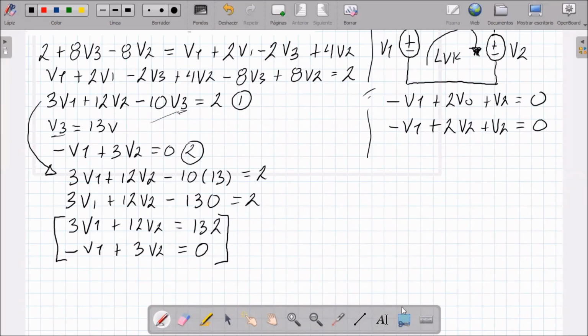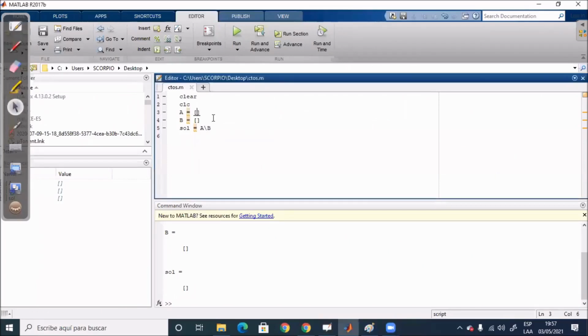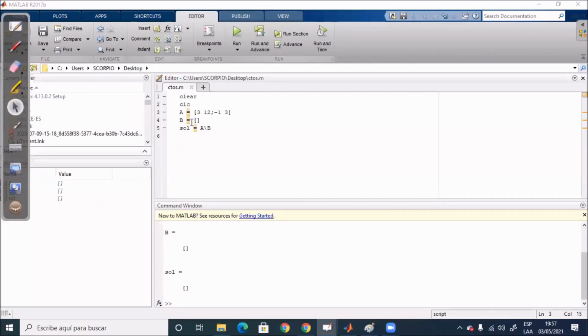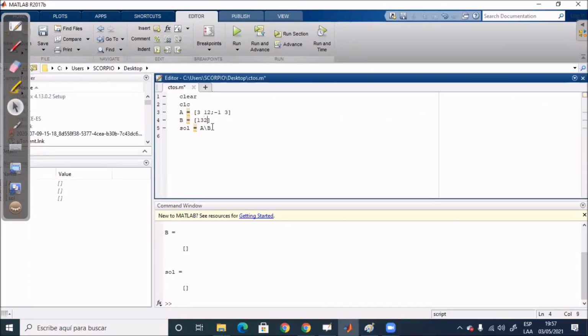So we can solve this with any tool that you like. I'm going to use MATLAB. The matrix is 3 12; minus 1 3, and the other vector is 132 and 0. And then I solve, and I have that the voltage V1 would be 18.8571.